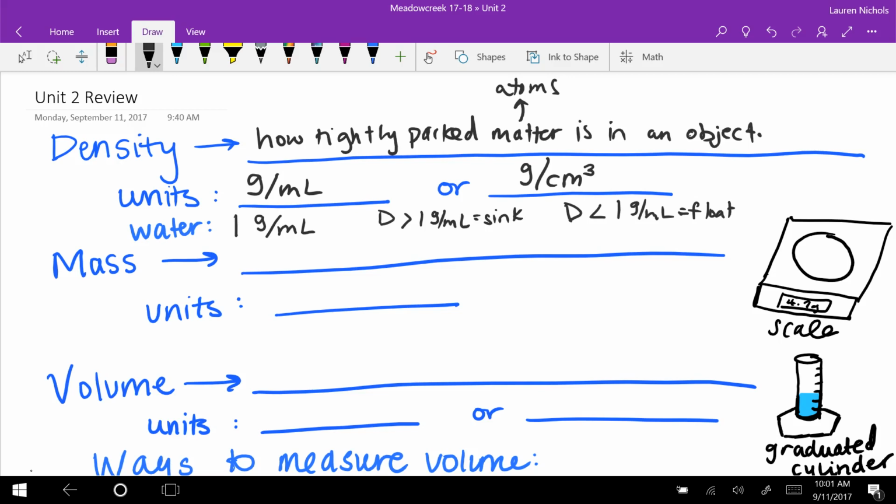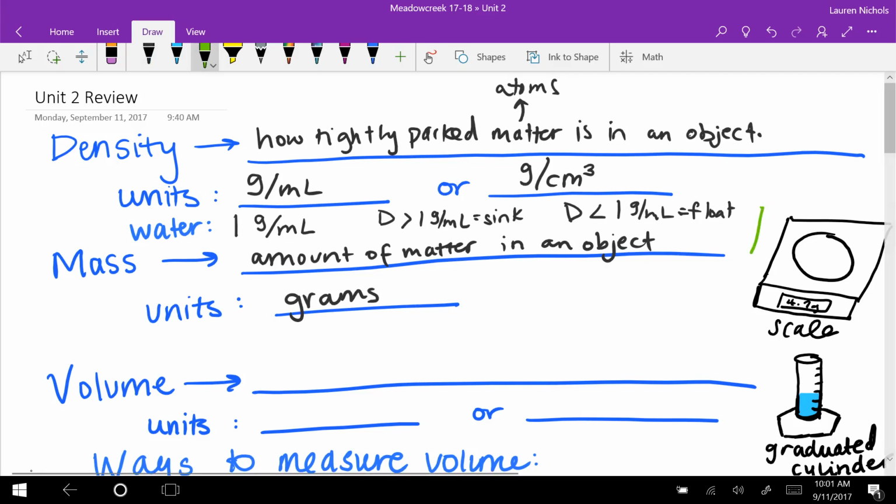Mass. Mass is the amount of matter in a substance. It's similar to weight, but not quite the same. Its units are grams. And you'll see over to the side here, I have drawn this lovely scale for you to see. The instrument we use to measure mass is a scale, and you've used these many times in class. We've gone through, we've weighed objects, we've used weigh boats.